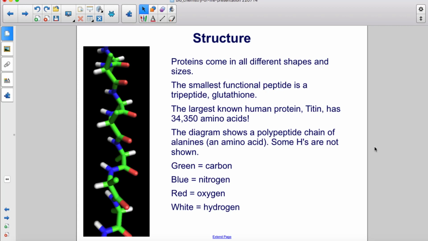The largest known human protein, titin, has 34,350 amino acids. The diagram shows a polypeptide chain of alanines, an amino acid. Some hydrogens are not shown. Green is carbon, blue is nitrogen, red is oxygen, and white is hydrogen.